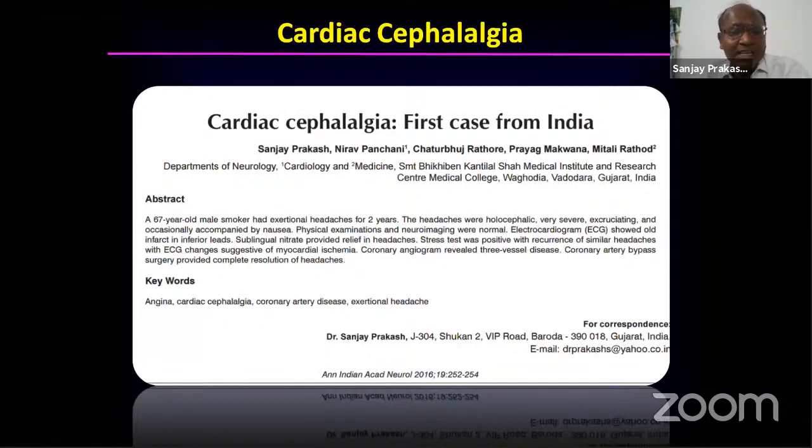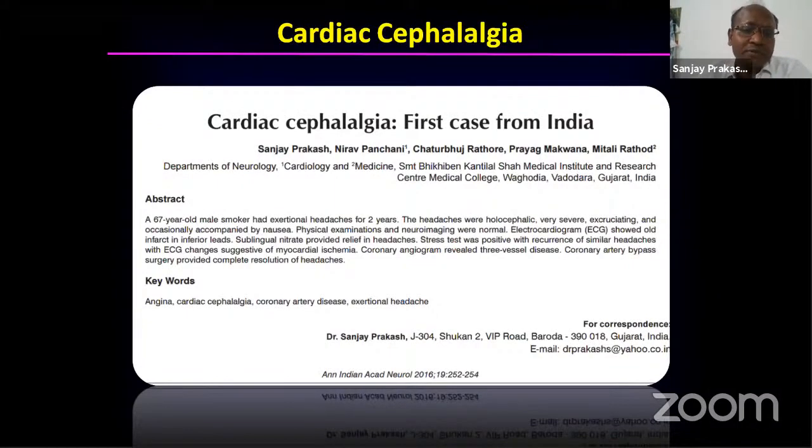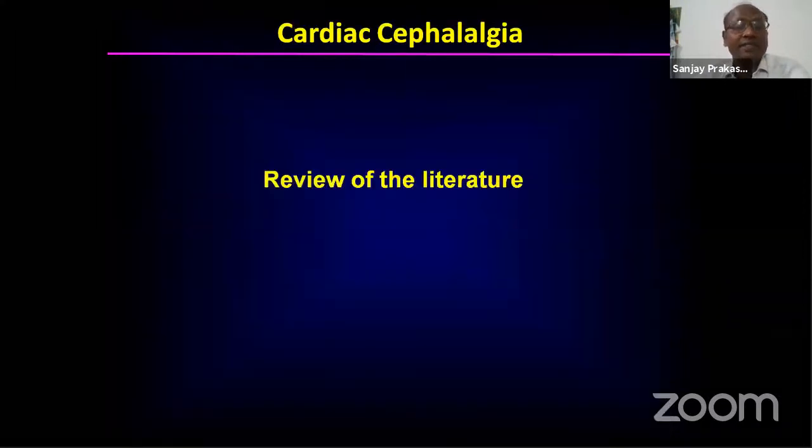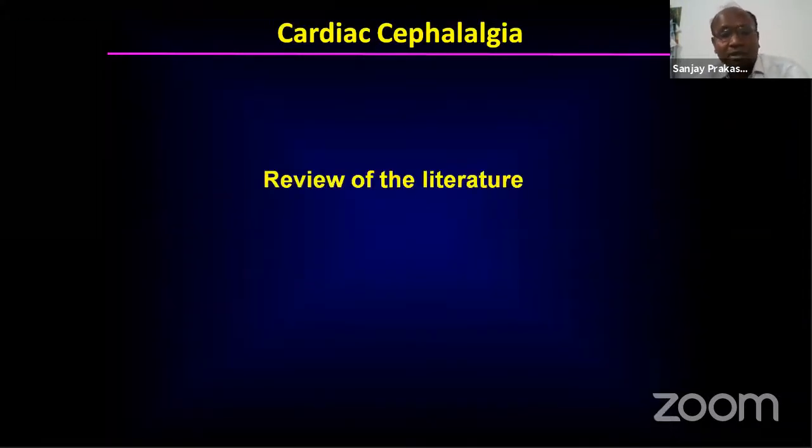So this is a simple case, especially if you are aware of the condition, you can make the diagnosis, but it may be a life-threatening condition. So I will discuss some of what is written in the literature regarding cardiac cephalalgia. So some part regarding the review of the literature of cardiac cephalalgia.